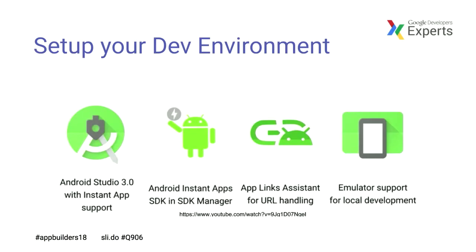What we need for the development environment: it comes with Android Studio 3.0 instant app support. So the minimum version should be this. And also you should download the instant app SDK, and you will use App Link Assistant to create the links. And you can try it on an emulator, but at least it should be 5.1.